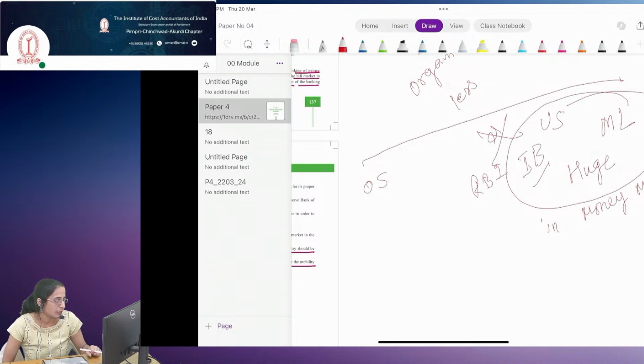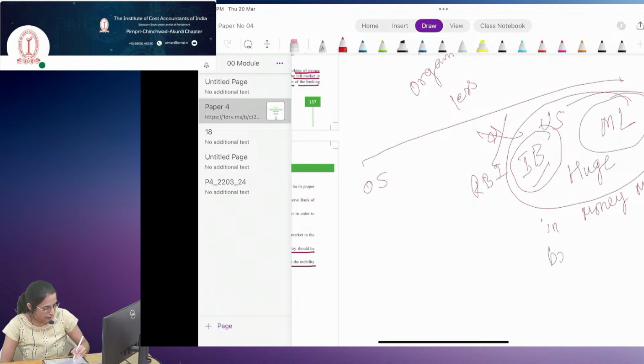What measures should be taken is that this unorganized sector, that is indigenous banks and money lenders, should be brought under the control and directions of the Reserve Bank of India.